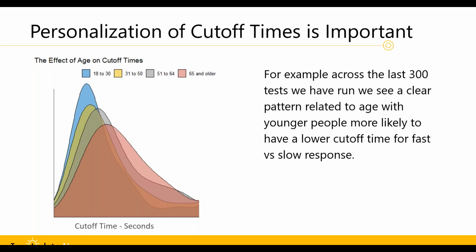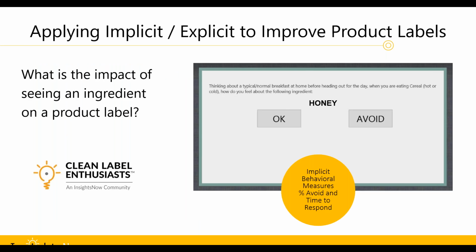So it's really important to personalize this metric. You can't just say 0.08 seconds, that's it, that's the fast cutoff time, that's how fast the brain works. That's nice, it's a mean, it's an average, but it doesn't help you in context. So step 1, personalize the cutoff times.